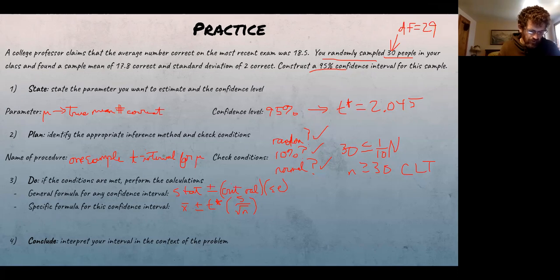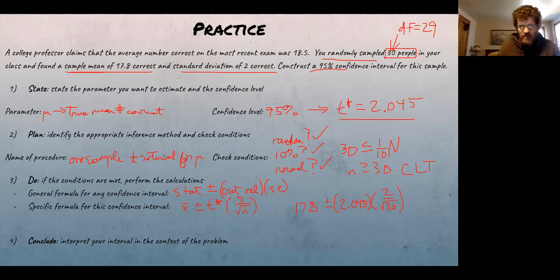All right, so our X bar, the sample mean right here, is 17.8. The T star, which we did find before, is 2.045. And the sample standard deviation right here is 2, divided by the square root of the sample size, which is 30. So we only use degrees of freedom to determine our critical value, and after that, we are using our sample size. Okay, so now you guys can do that calculation, and we can come up with our confidence interval, that is.